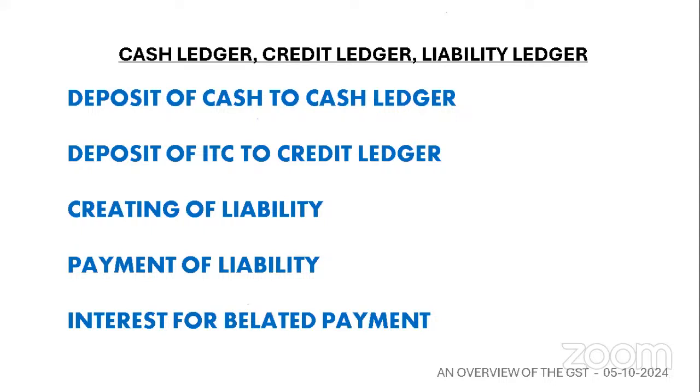We will talk about some ledgers: cash ledger, credit ledger, and liability ledger. Now, this ledger is like a bank account. You have your bank account. Whenever you deposit money into the bank, in your passbook, it comes in the credit side of the passbook. Whenever you withdraw the money, it will be there in the debit side of the passbook. So your cash ledger is just like your passbook. Then your credit ledger is also another passbook.